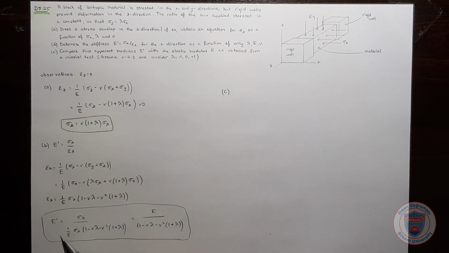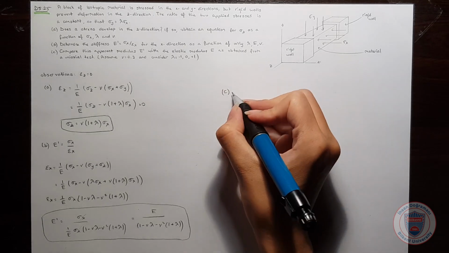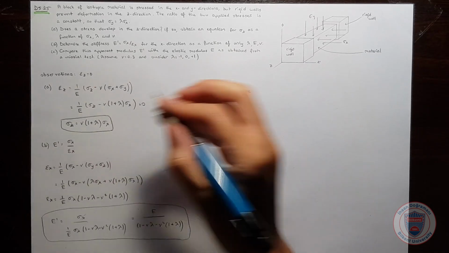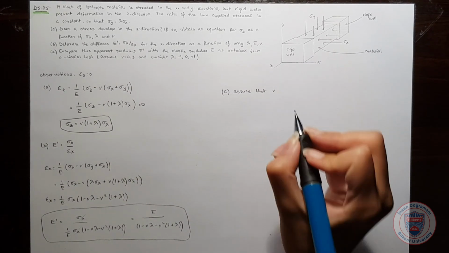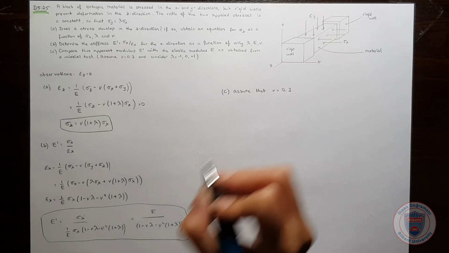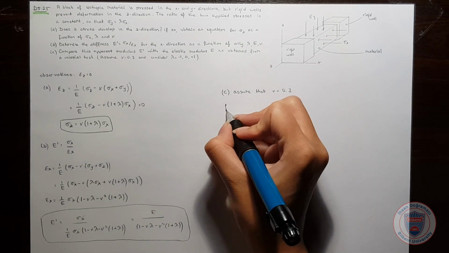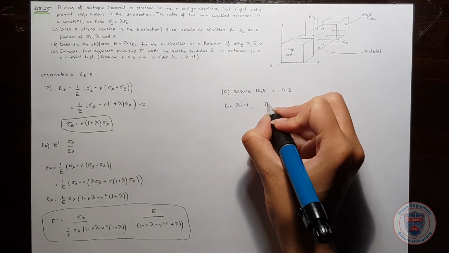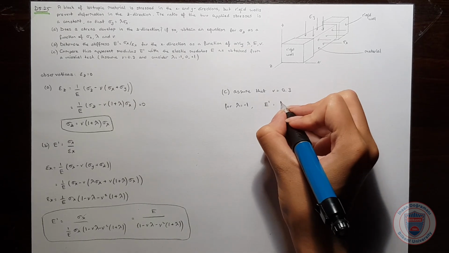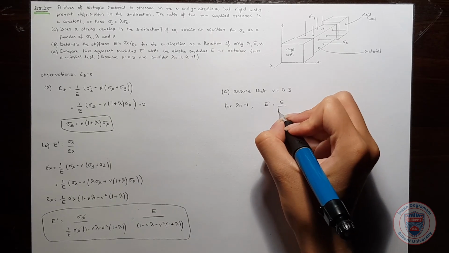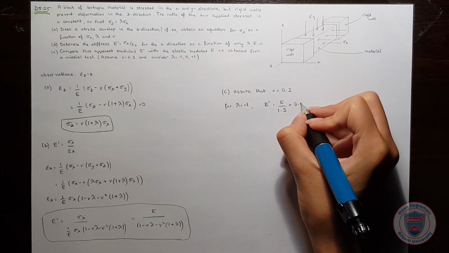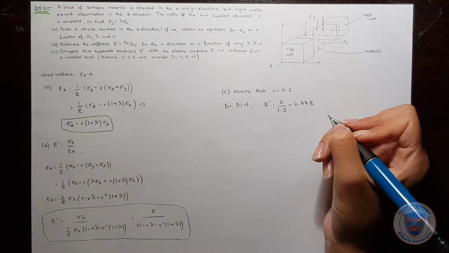We will compare E prime with E. First, assume that Poisson's ratio is equal to 0.3. Then, for lambda is equal to -1, E prime is equal to E over 1.3. And it gives us 0.77 E.